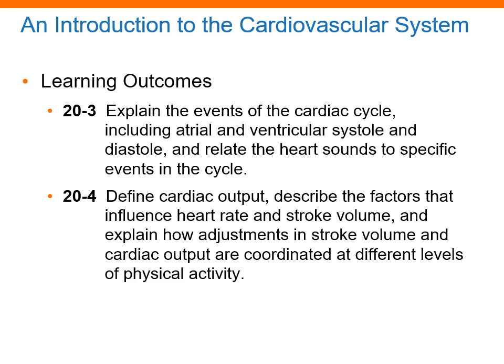So define cardiac output and describe the factors that influence heart rate and stroke volume, and explain how adjustments in stroke volume and cardiac output are coordinated at different levels of physical activity. So what does exercise do, and what do you see at rest, and how does the nervous system control the heart in those different situations?